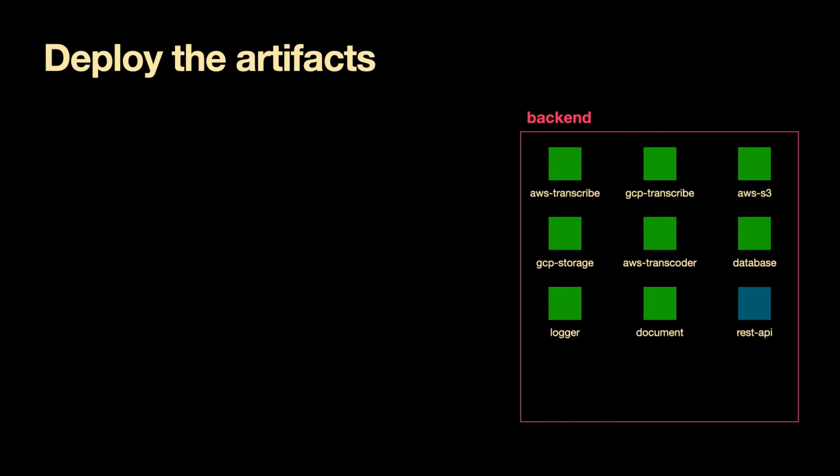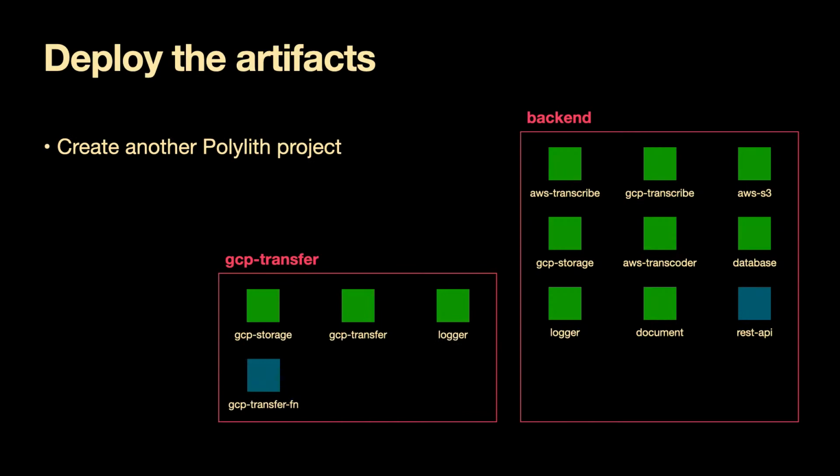Once everything is ready and tested locally, it was again the time to deploy the new Lambda function. We already had the backend project in our workspace from before. We created a new project called GCP transfer and included the necessary components and the new base. Once the project configuration was ready, we deployed our two artifacts separately, one of them as a server and the other one as a Lambda function. As you can see here, all of the components and bases live in the same Polylith workspace. We pick components and bases when the need arises and then package them in projects and create artifacts.